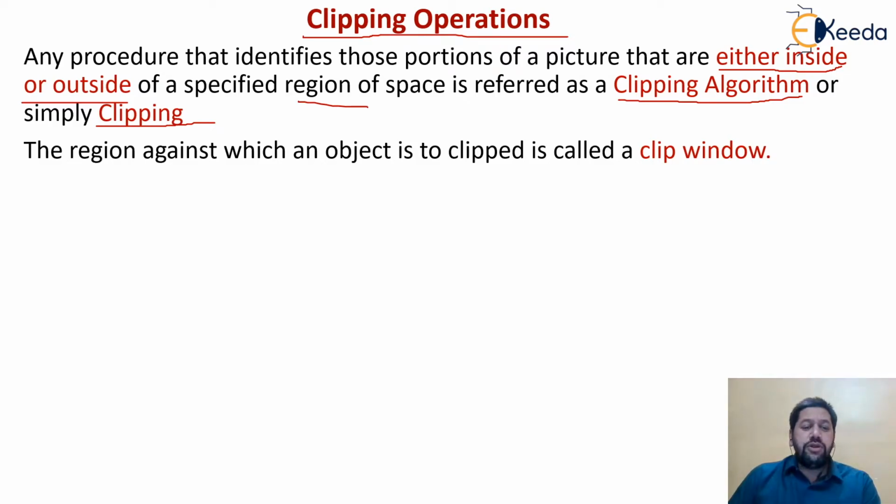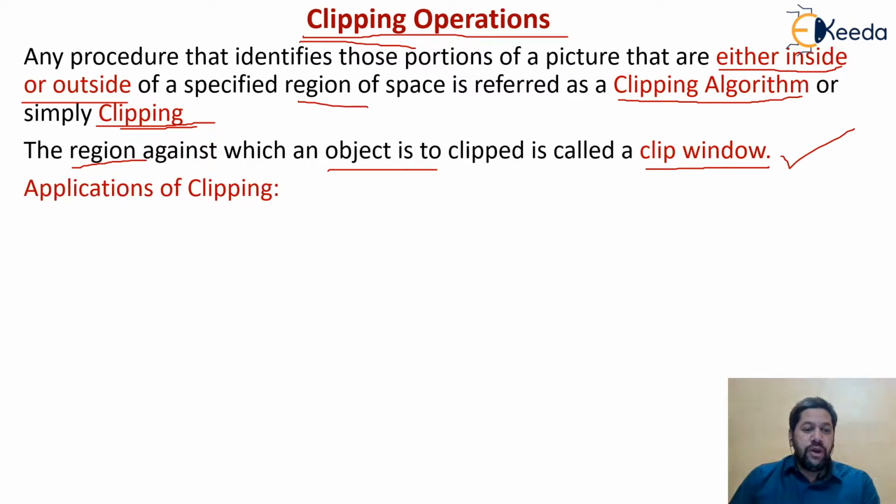The region against which an object is to be clipped, the region that I define against which I am going to clip the object, is known as my clipping window, or clip window. So I must define the clipping window. Considering this clipping window, the clipping algorithm decides which part is inside the clipping window and which part is outside. This is the meaning of clipping.